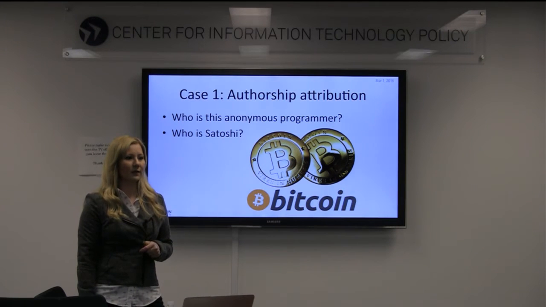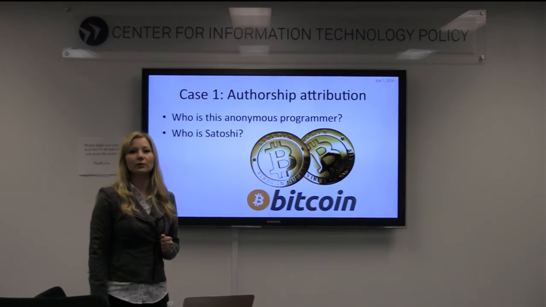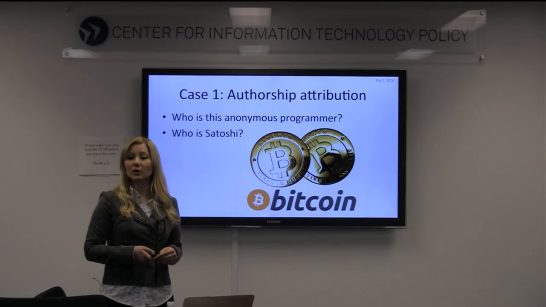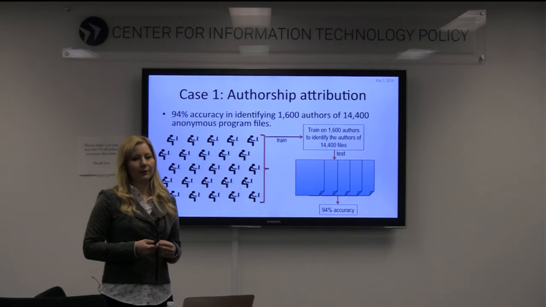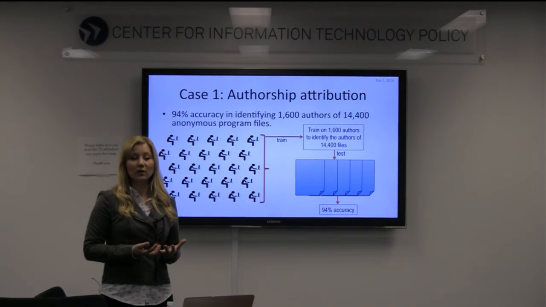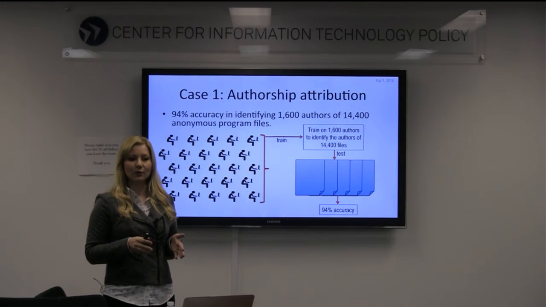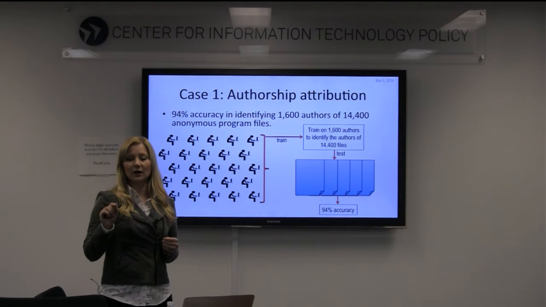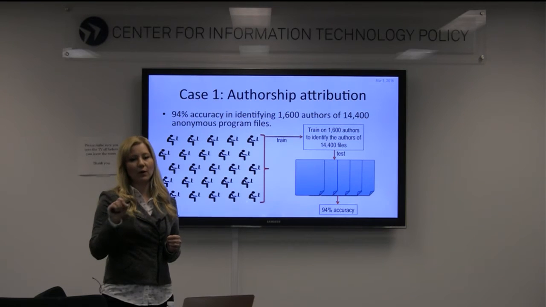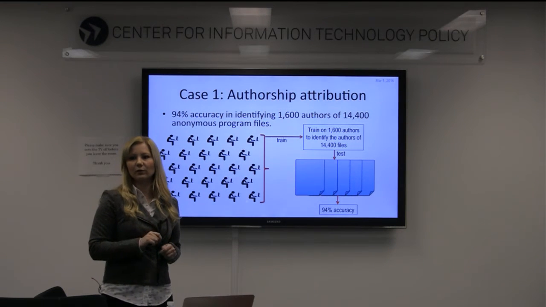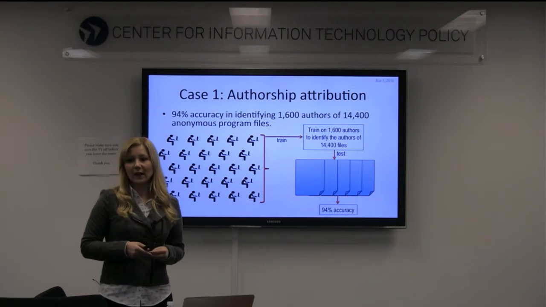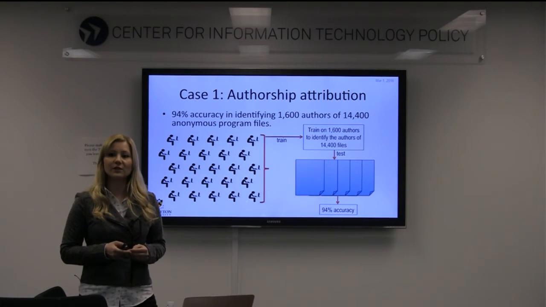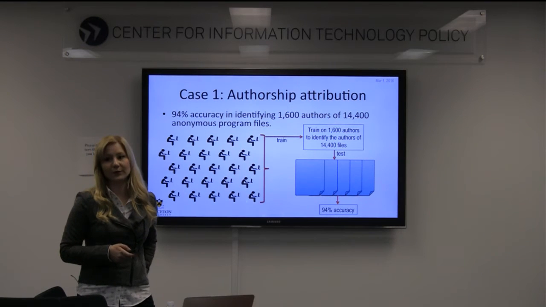So the first case is, again, who wrote this code? Authorship attribution. We want to find out who this anonymous programmer is. In this case, the anonymous programmer might be Satoshi Nakamoto, the founder of Bitcoin. In order to experiment with this setting, we took 1,600 programmers, and we trained on 8 files from each of these 1,600 programmers. Then we took their last file, the 9th coding sample, and we tested on everyone's coding sample. We did this until we were able to test the entire data set, which consisted of 14,400 coding samples. And at the end, we were able to correctly find the authors of these 14,400 coding samples with 94% accuracy.